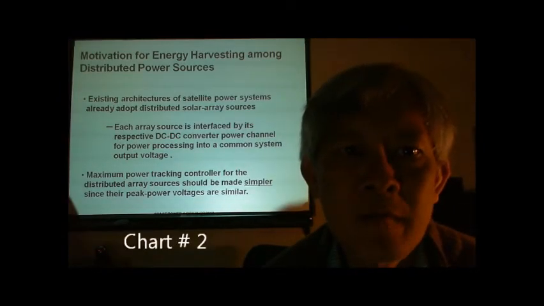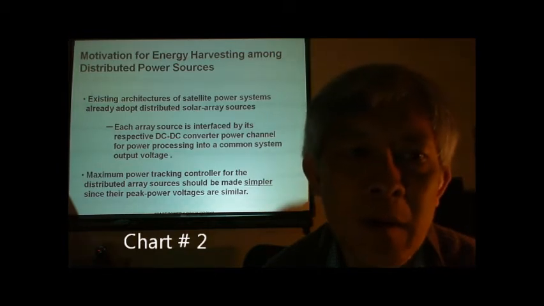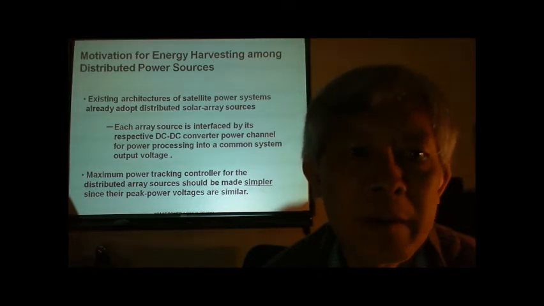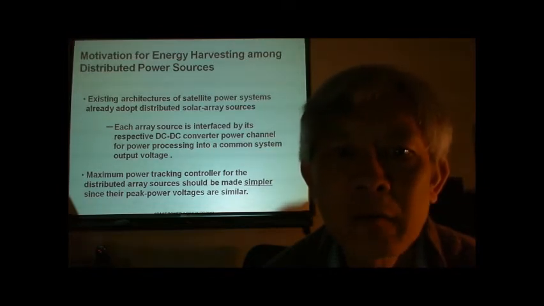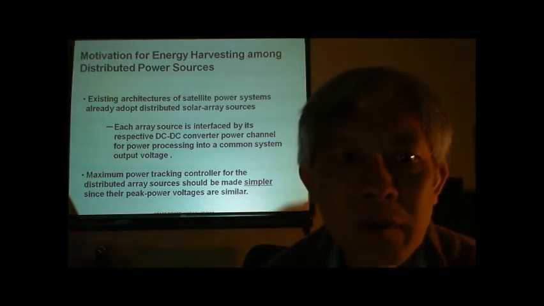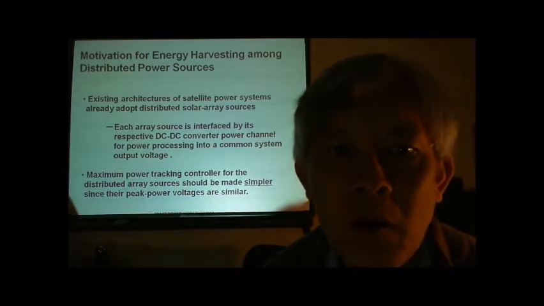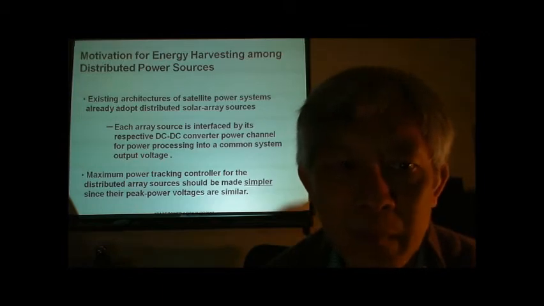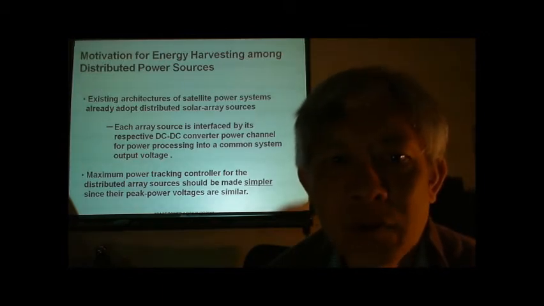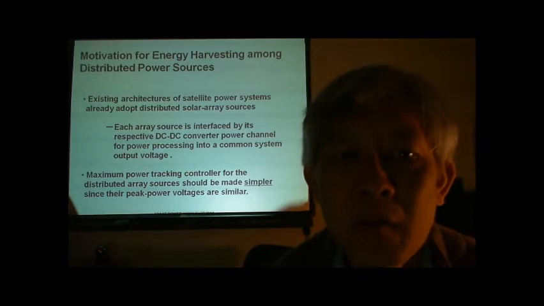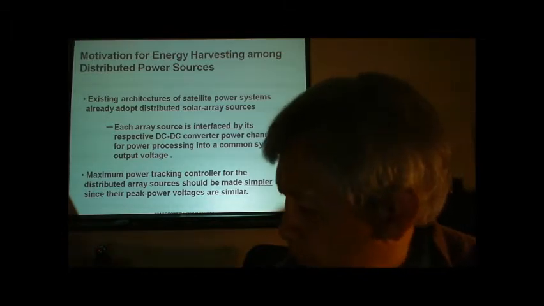Motivation for energy harvesting among distributed power sources. Existing architectures of satellite power systems already adopt distributed solar array sources. Each array source is interfaced by its respective DC to DC converter power channel for power processing into a common system output voltage. Maximum power tracking controller for the distributed array sources should be made simpler since their peak power voltages are similar.